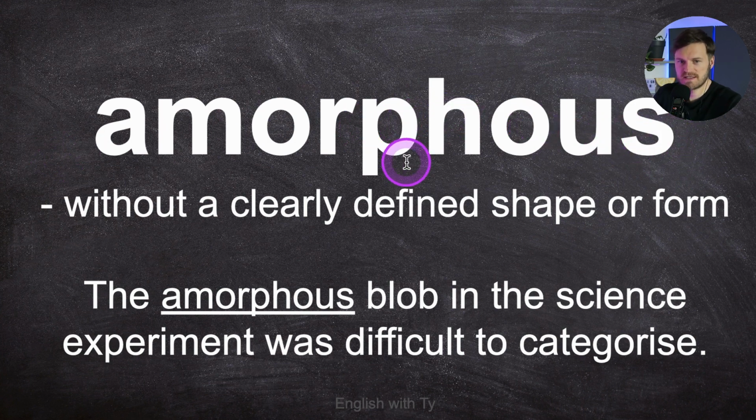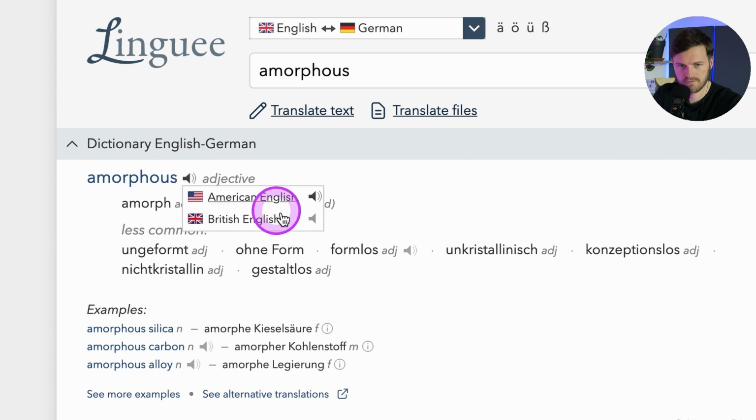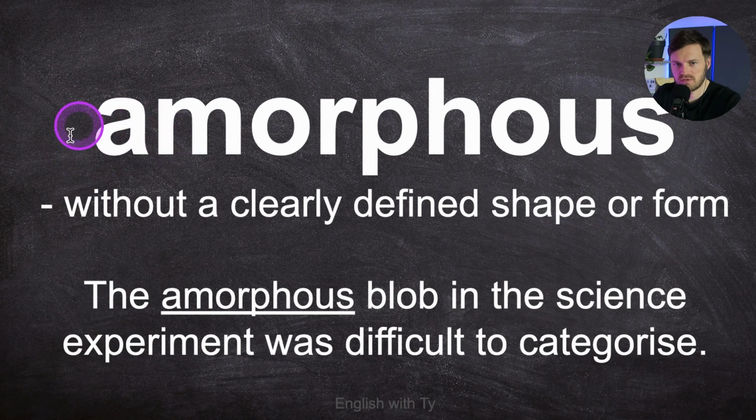A-M-O-R-P-H-O-U-S. Amorphous. Amorphous means without a clearly defined shape or form. Let's listen to the different ways of pronouncing it again. So in British English, it seems to be amorphous, and in this example, American English seems to be amorphous. So I tend to lean a bit more towards American English here with the A, amorphous.